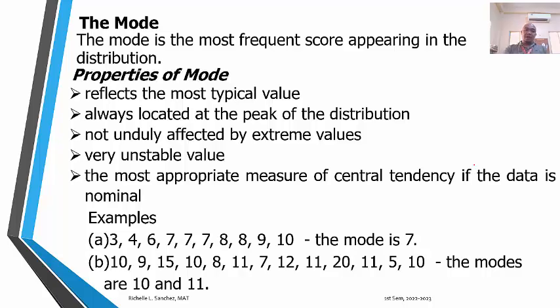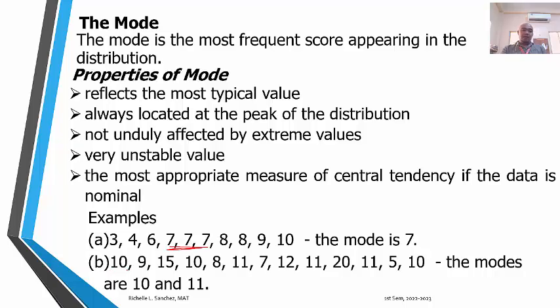So for example, if we have our numbers 3, 4, 6, 7, 7, 7, 8, 8, 9, and 10, the mode is 7 because the most frequent score appearing in the distribution is 7. So in case there is only one mode, the distribution is called unimodal. And then if there are two modes, the distribution is called bimodal. Then if there are three, the distribution is called trimodal. And if there are four or more, our distribution is called polymodal or multimodal.